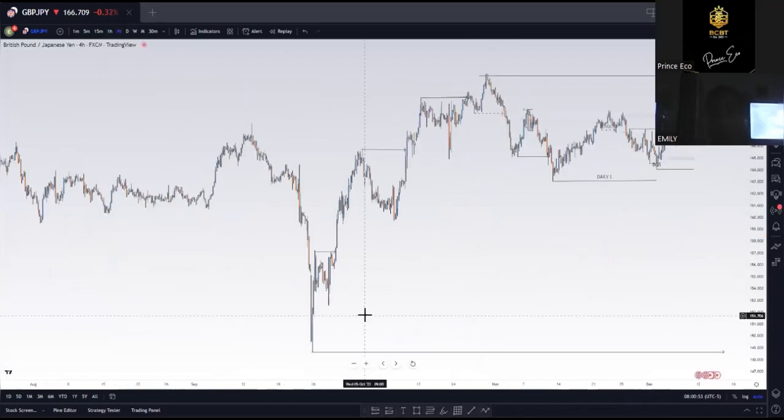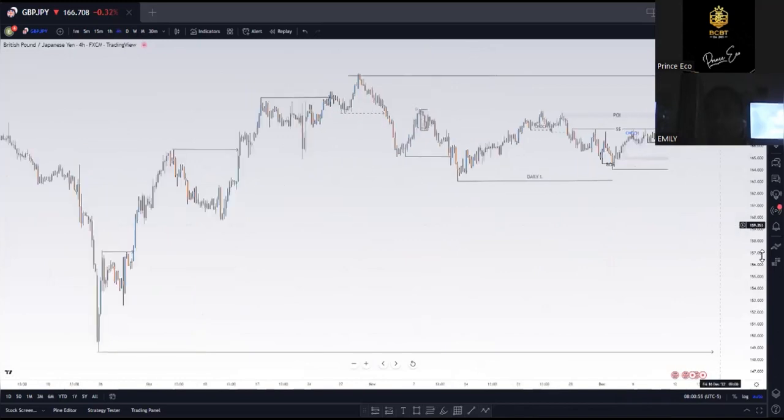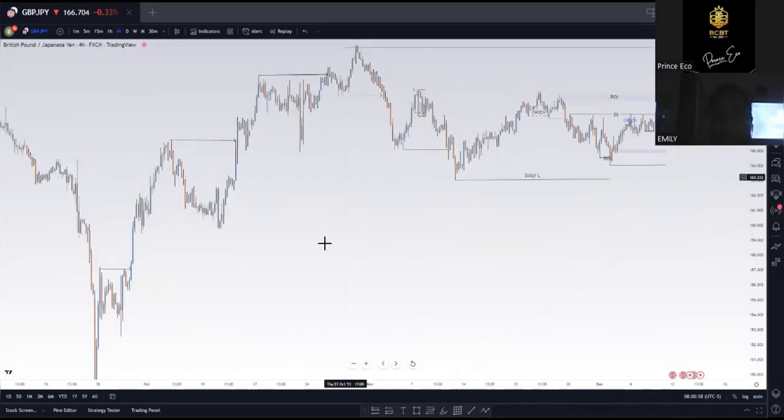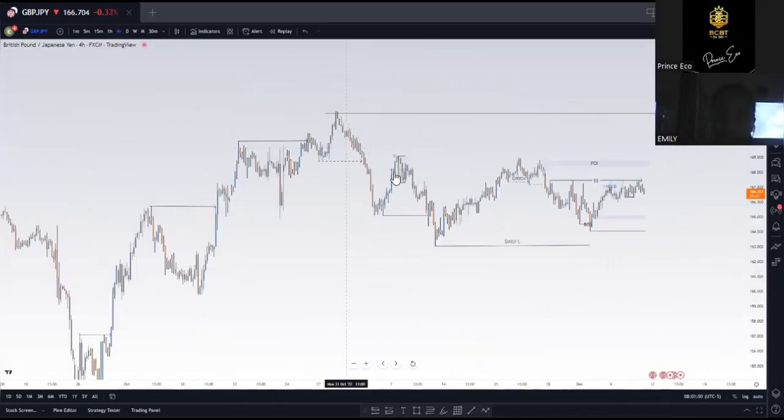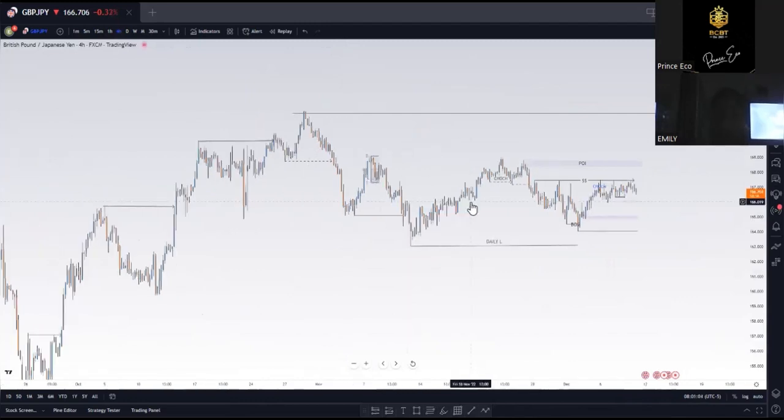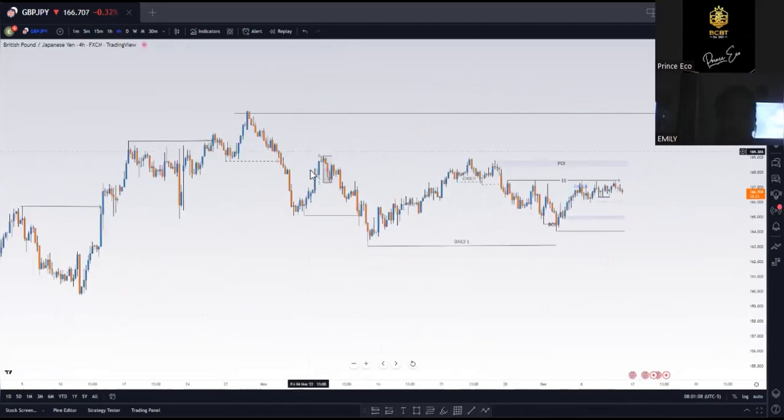So what I mean is that this 4 hour, this 4 hour bearish structure, okay, how we can trade the internal of this 4 hour bearish structure that is going down now. Like if you want to catch the internal.